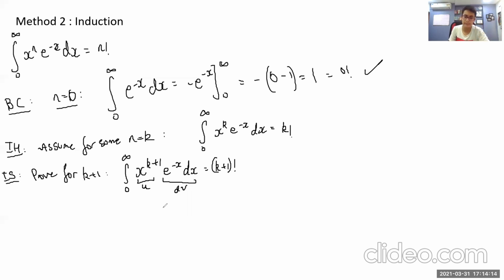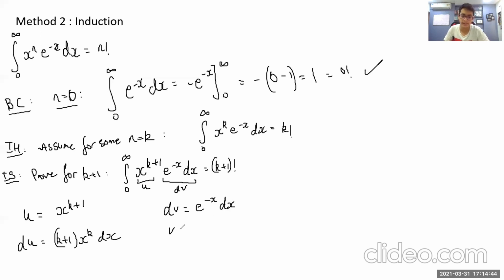Alright, so I hope you'll remember this. Integral u dv equals uv minus integral v du. So now let's do it. u is x to the k plus 1. So our du is just going to be k plus 1 times x to the k by the power rule, dx. Okay. Now our dv is e to the minus x, and we've already integrated this. So our v is just going to be negative e to the minus x.